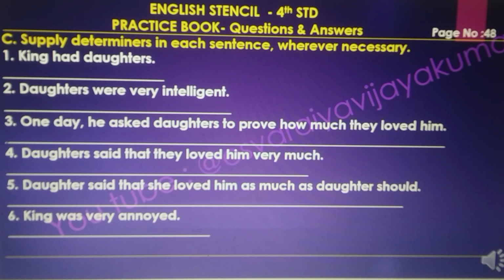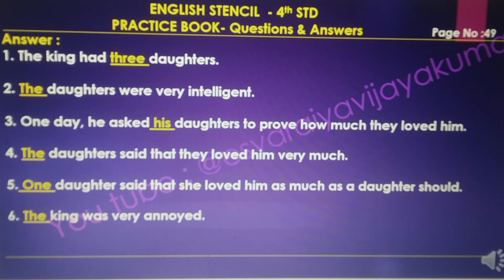And C: supply determiners in each sentence wherever necessary. Here are the questions, these are the answers. The king had 3 daughters. The daughters were very intelligent. One day he asked his daughters to prove how much they loved him. Fourth one: the daughters said that they loved him very much. Fifth one: one daughter said that she loved him as much as a daughter should. And the sixth one: the king was very annoyed.